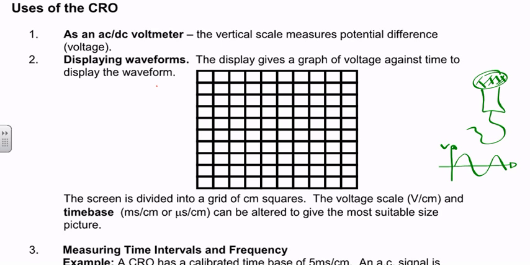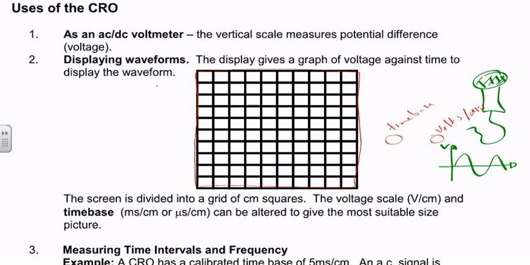So this is what a CRO looks like. Generally, it's the screen that is the most important thing. There are two dials that are important. One is called the time base, and one is called the y-axis or volts per division, something like that.